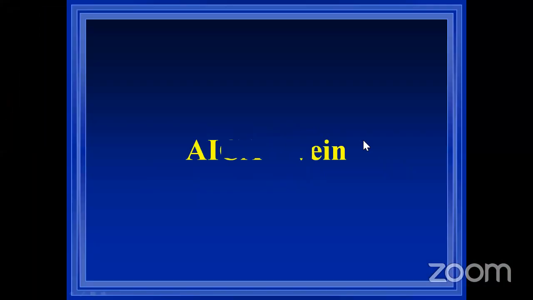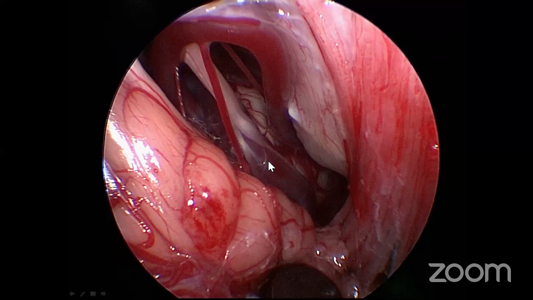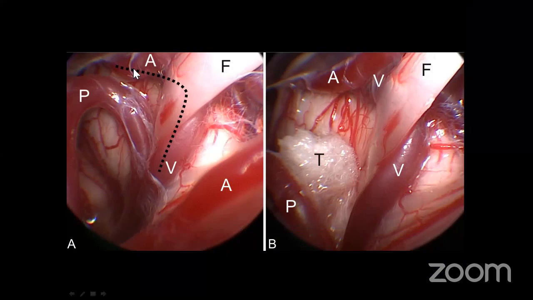So it's very helpful with 45 endoscopy. Sometimes you have an artery and the vein in between the brainstem surface and the facial nerve. This is the intermedius nerve. You see the PICA loop and the vein running in between the surface of the brainstem and the facial nerve, compressing it from both sides.